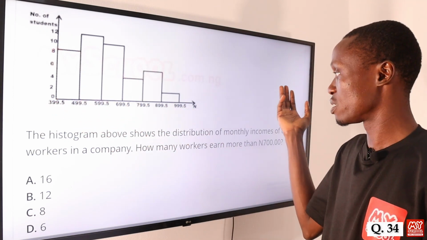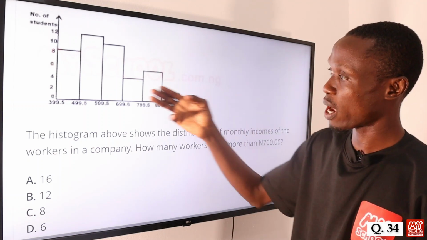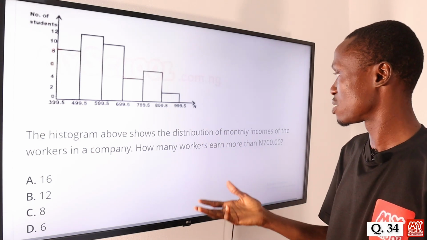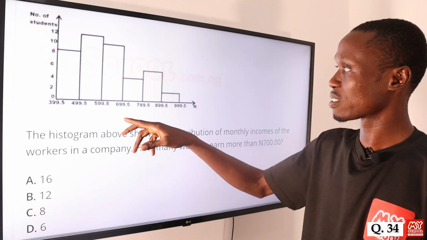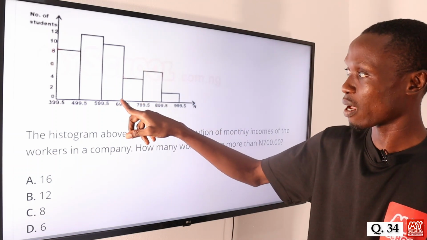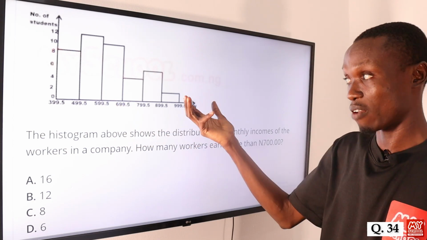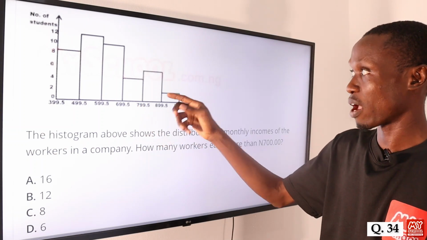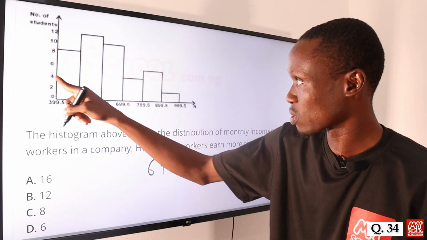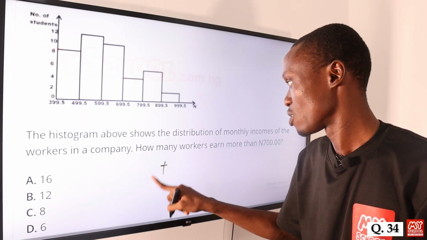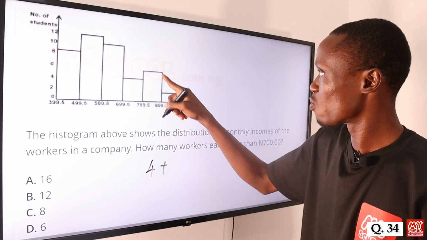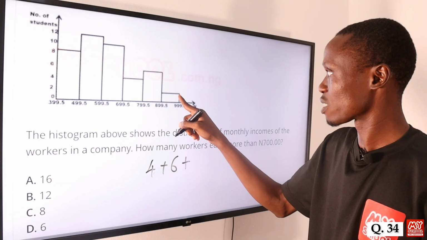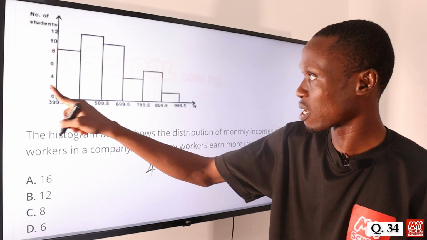okay, I think the horizontal line represents the amount which the workers earn, while the vertical line represents the number of workers. Okay, so it's just for us to trace. Here they said more than 700, so more than 700 should start from here, because this point is 699.5, which is less than 700. So more than 700 starts from 799.5. So in this place we trace it up and we take it horizontally, so that will give us 4. Okay, so we have 4 there, then plus. Now here we trace it up and take it horizontally, that will give us 6, then plus. Here this last point we trace it up and take it horizontally, that will give us 2.